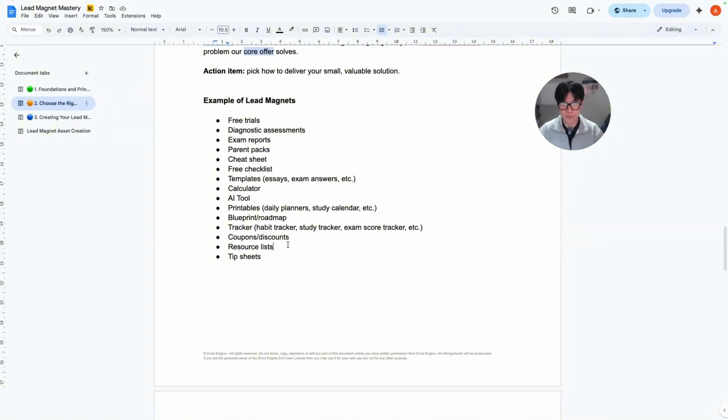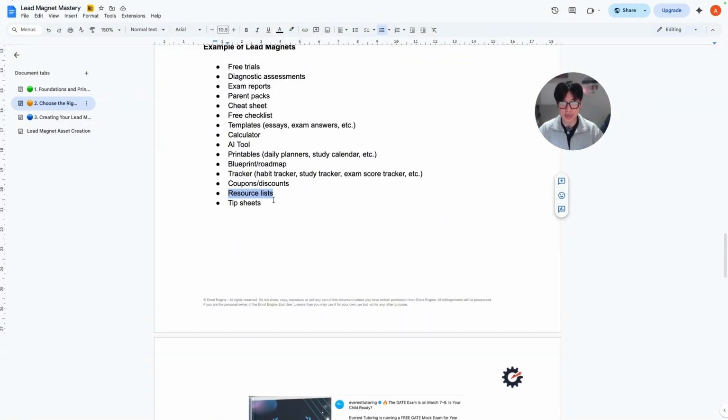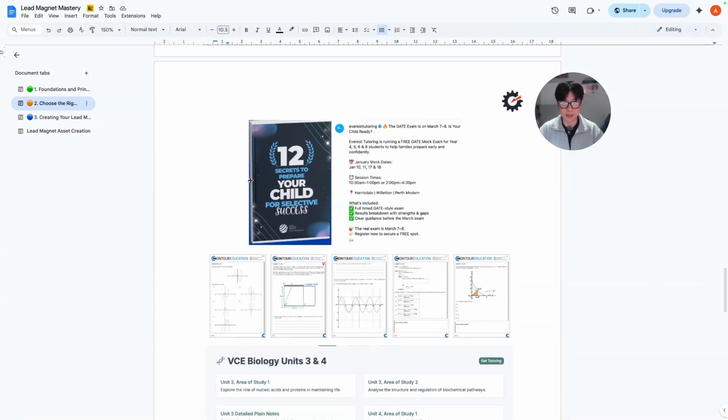That can sometimes work really well. You can have resource lists and tip sheets as well. And the list goes on. There's so many you can think about. Just put everything together to see what works best for you. At the bottom here, I've got some images and screenshots of some that we've seen in use at the moment that have worked really well.